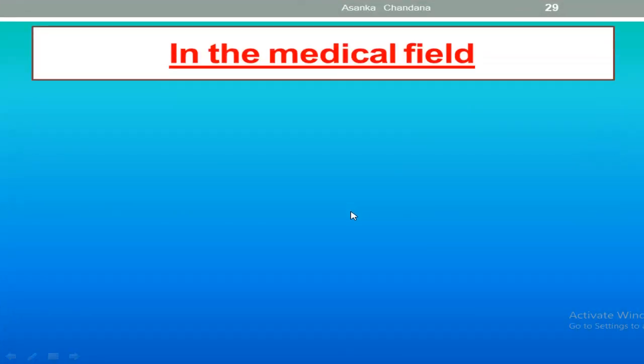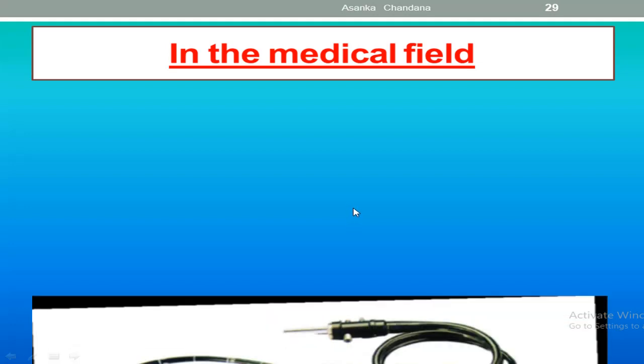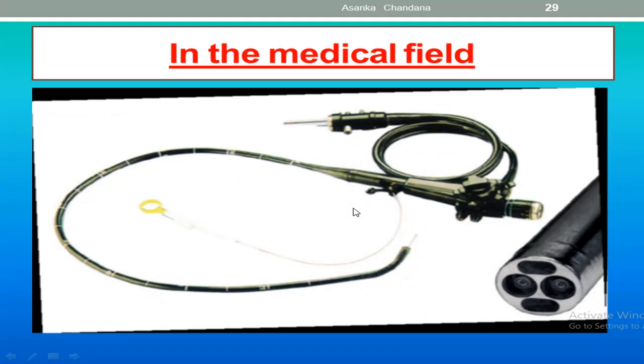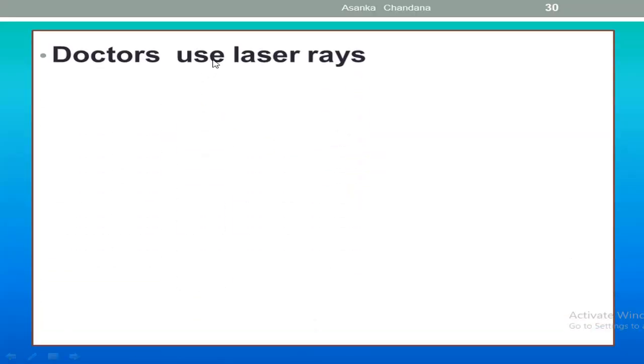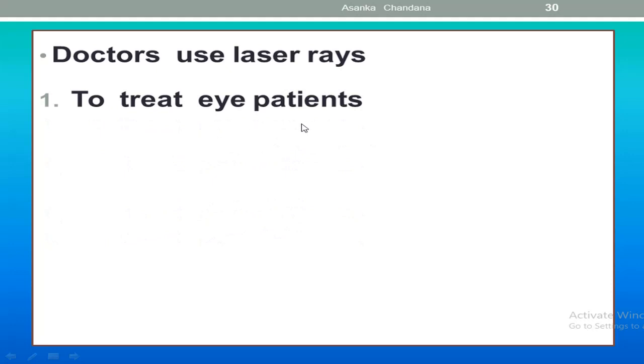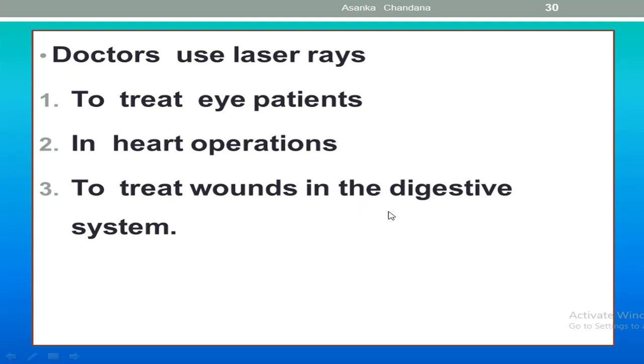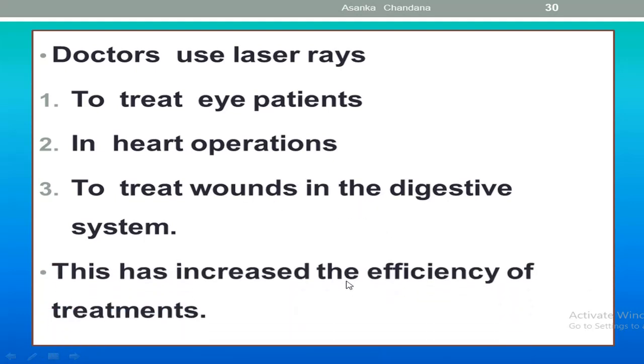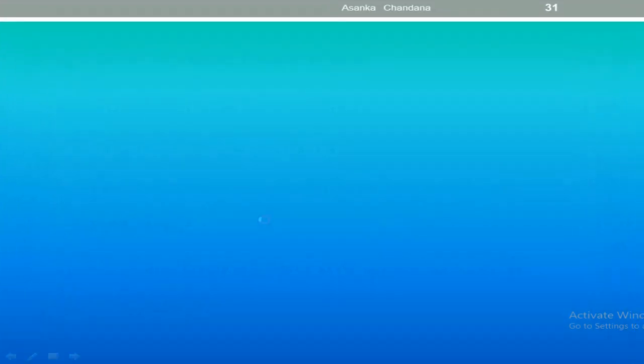Then we will go to another importance of light, in the medical field. In the medical field, light is used to diagnose some diseases and for some scans. Doctors use laser rays to treat eye patients, in heart operations, and to treat wounds in the digestive system. This has increased the efficiency of treatments.